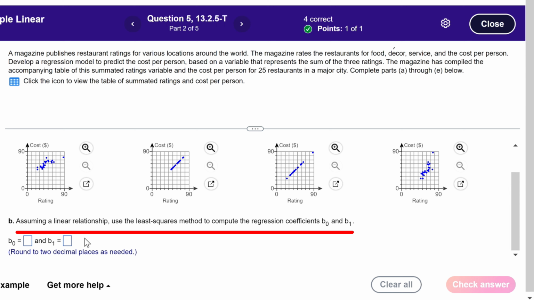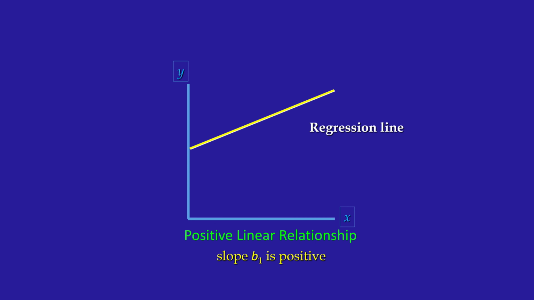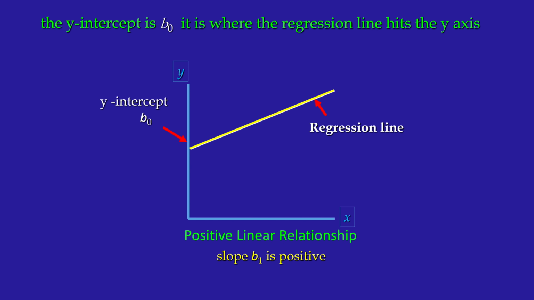Assuming a linear relationship, use the least squares method to compute the regression coefficients B0 and B1. So in building the regression model, we need to have a y-intercept. That's where the regression line hits the y-axis, or the value of y when x is 0. That's B0. Here you can see the horizontal axis is labeled x, and the vertical axis is labeled y, and the point where the regression line hits the y-axis is called the y-intercept, or B0.